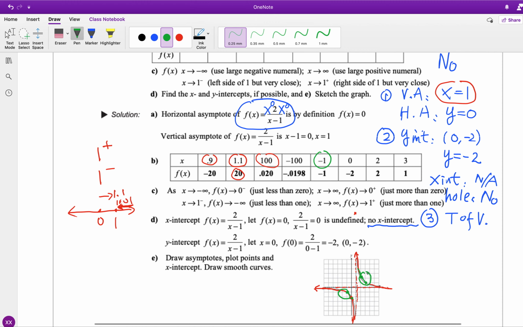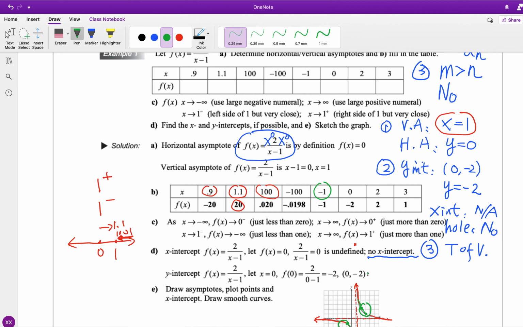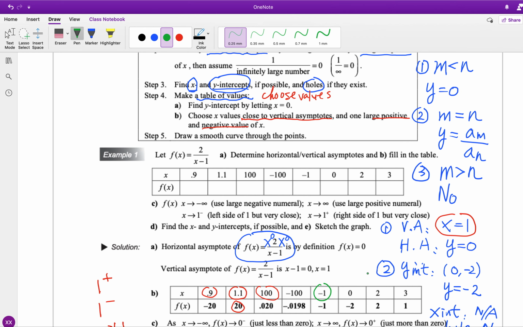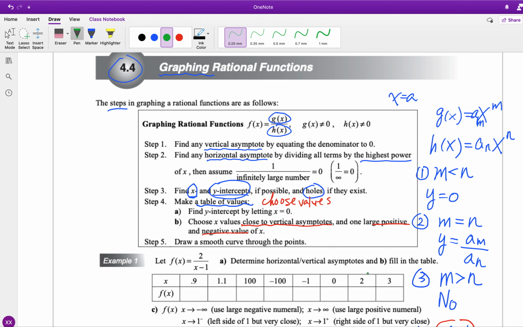All right, so this is how we graph a rational function. And I will do another video to give you more examples, in order to not have one video be very long.